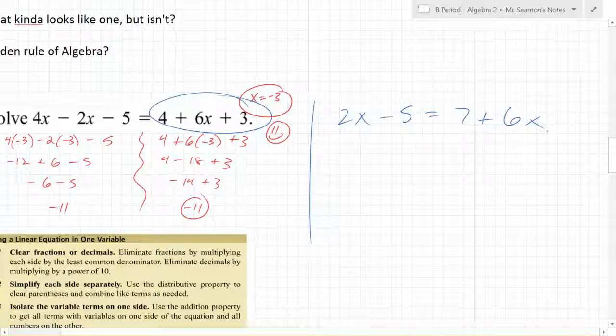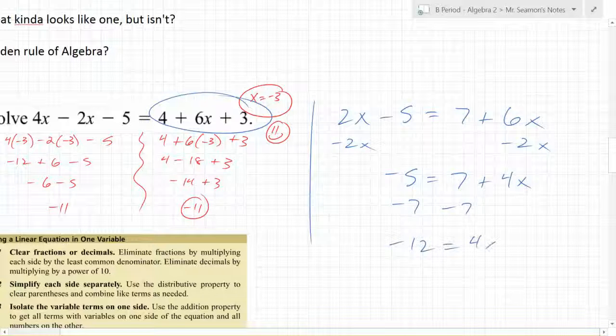Now, we're not quite done. We've combined like terms on each side, but now we need to combine like terms overall. So what operation should I do on both sides? Can someone give me a bid here? What do you want? Yeah, Chris. Take away 2x from both sides, right? So you end up with negative 5 is equal to 7 plus how many x? 4x. Now what? Subtract 7. I like that. So you get negative 12 is equal to 4x. Divide both sides by? Yay. X equals?